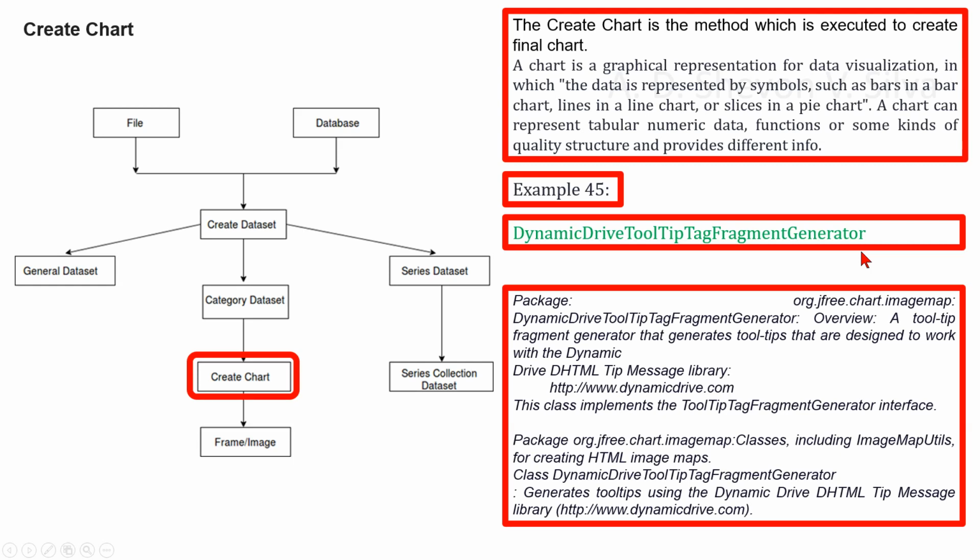Package org.jfree.chart.imagemap, classes including ImageMap, utils for creating HTML image maps. Class dynamic drive tooltip tag fragment generator generates tooltips using the dynamic drive DHTML tip message library.